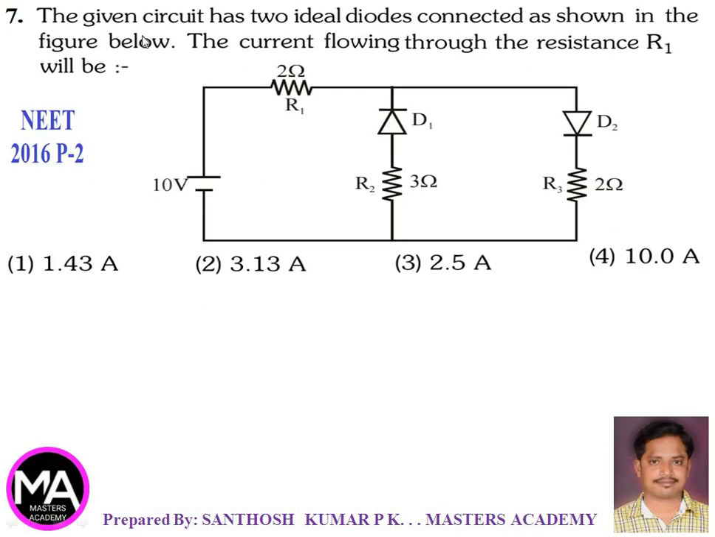7th question. The given circuit has two identical diodes connected as shown in the figure below. The current flowing through this resistance R1 will be. 4 options are given. It is from NEET 2016 phase 2.